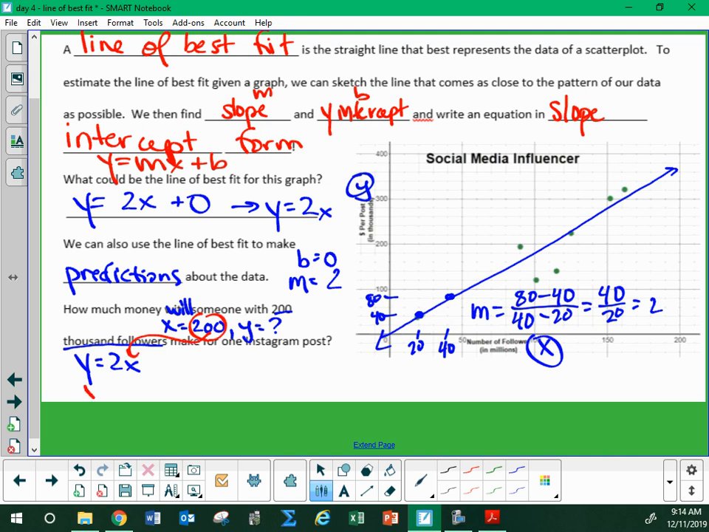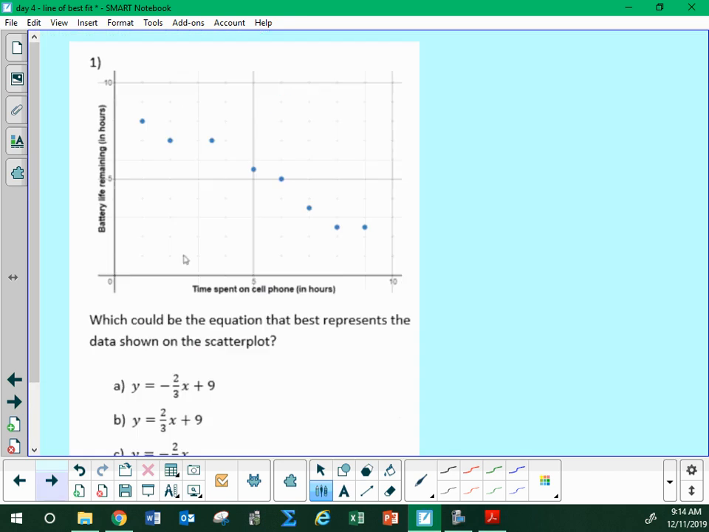So I get Y equals 2 times 200. So with 200 followers, approximately how much would we expect to make? 400, and if we look, Y is measured in thousands of dollars, so $400,000. What? Now, we don't know that's the exact amount, but it's a prediction based upon the trend we see from the data.